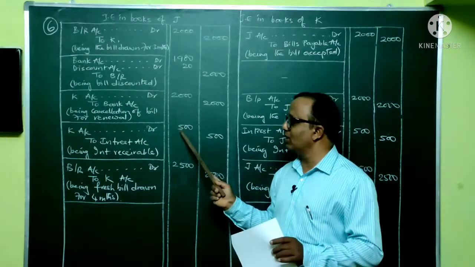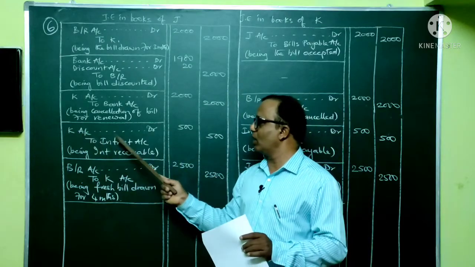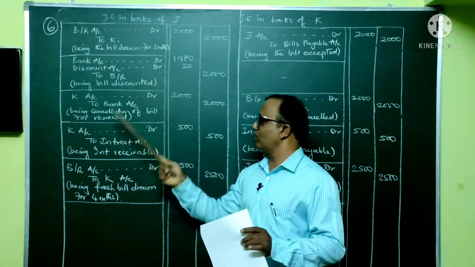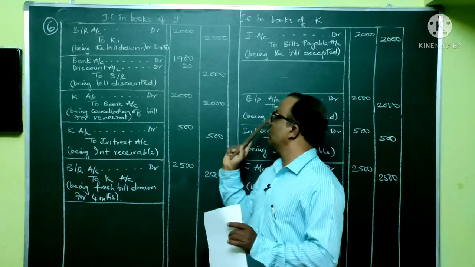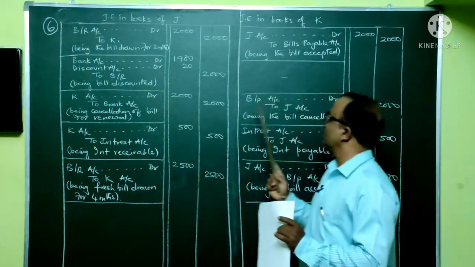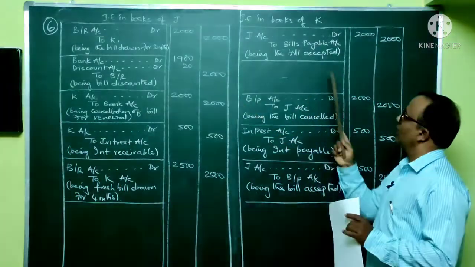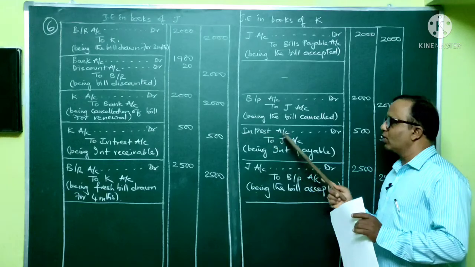So, the interest is an income to him. He is supposed to receive it from K. So he is going to write the entry: K account debit to interest. J is supposed to receive the interest from K. Whereas in the books of K, he is supposed to pay interest to J. So K in his books is going to write: interest account debit to J.